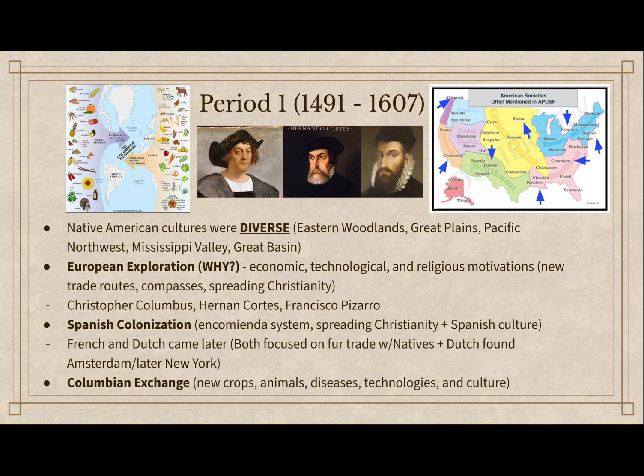Period 1 starts with emphasizing the fact that Native American cultures were extremely diverse. For example, in the eastern woodlands where there was a lot of forests and fertile land, farming, hunting, and fishing was the main food source, as well as Native Americans lived in very complex societies where even confederacies were formed, like the Iroquois Confederacy.